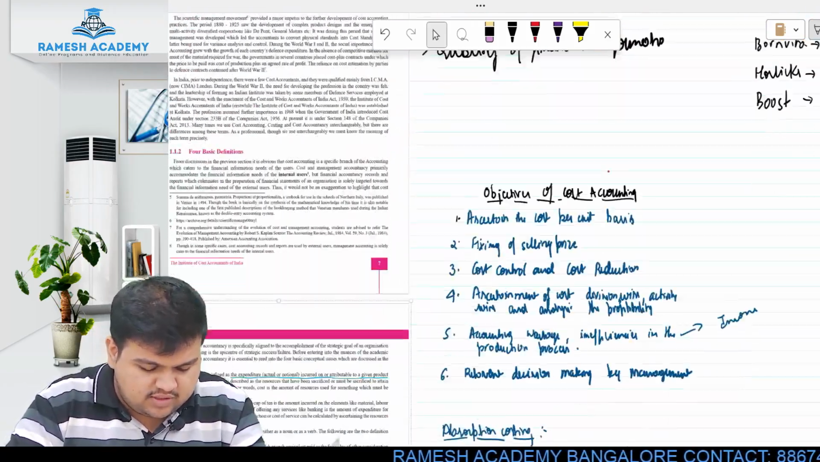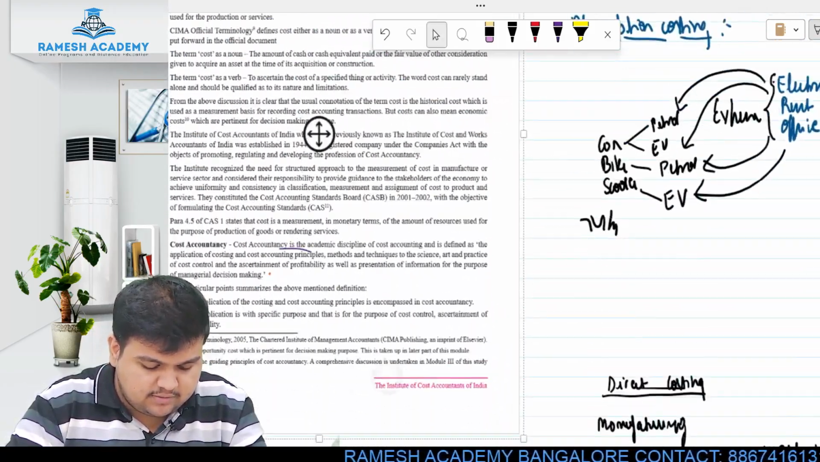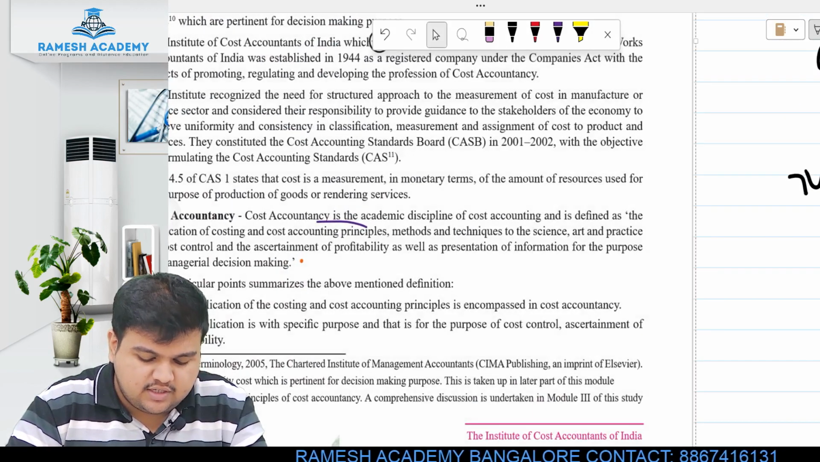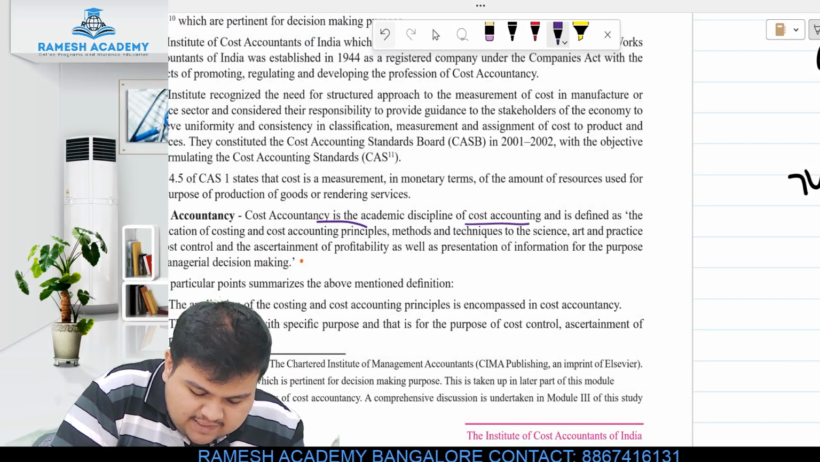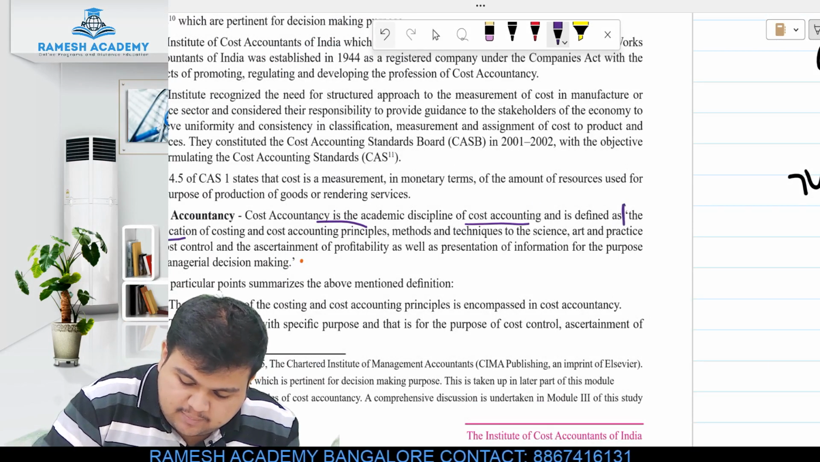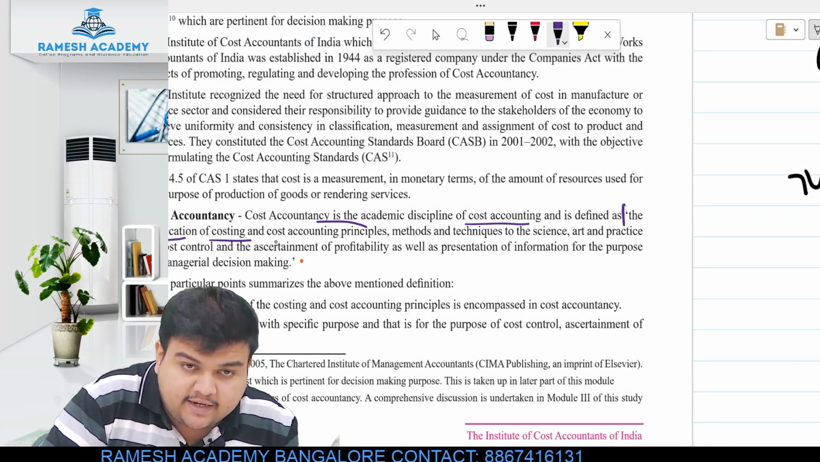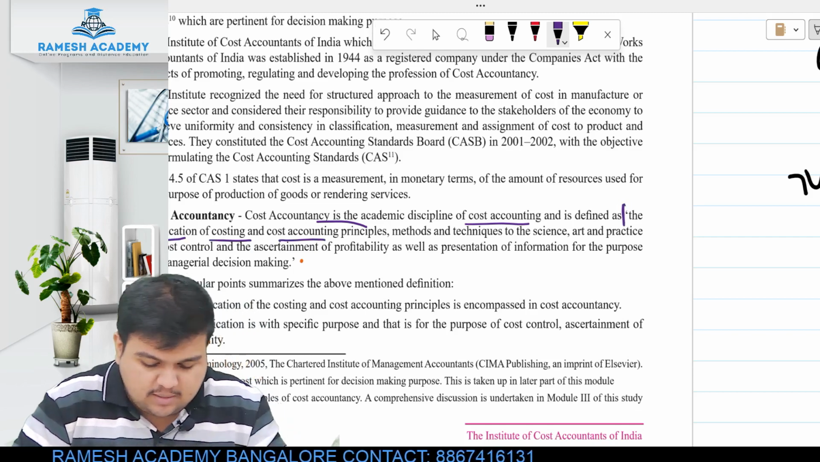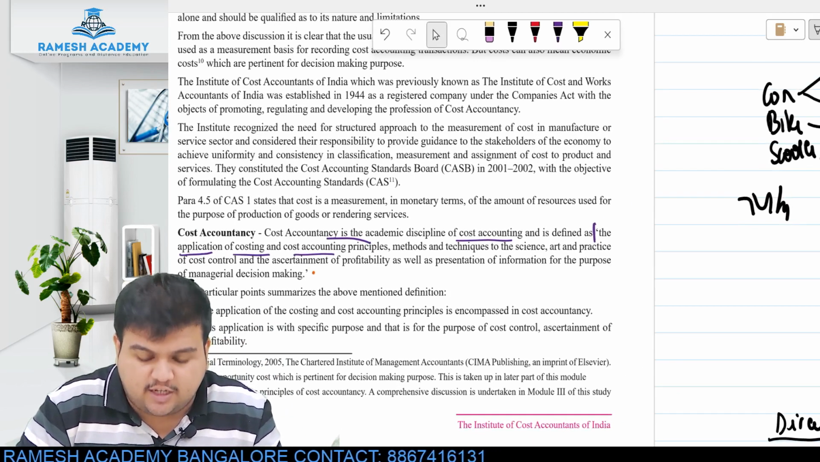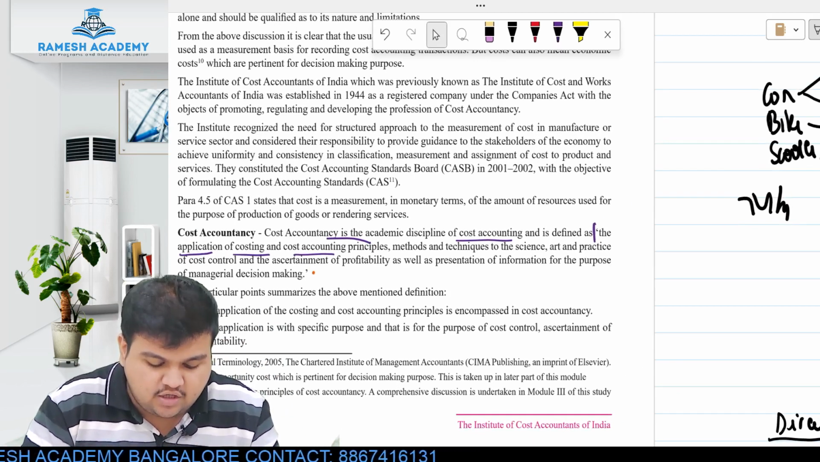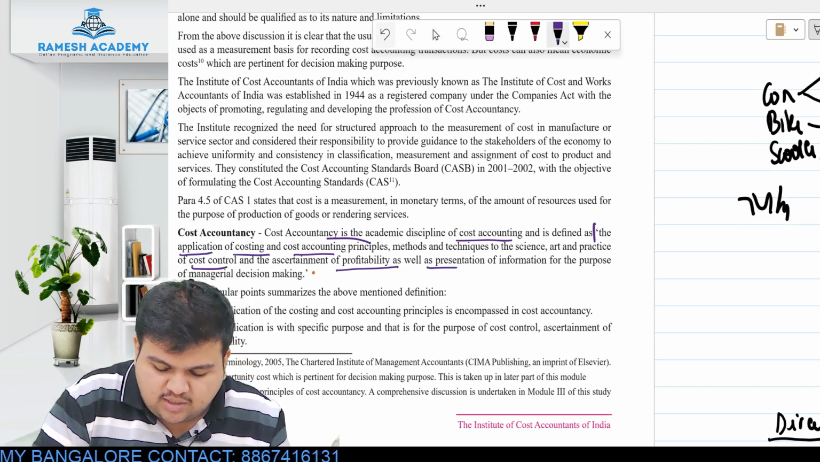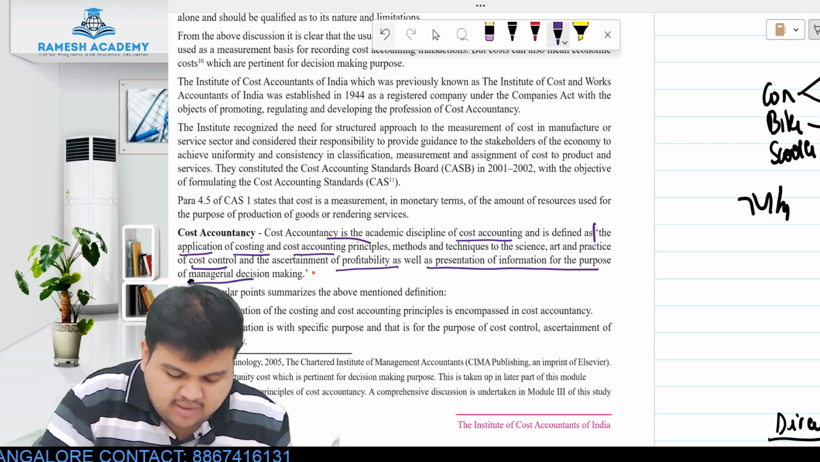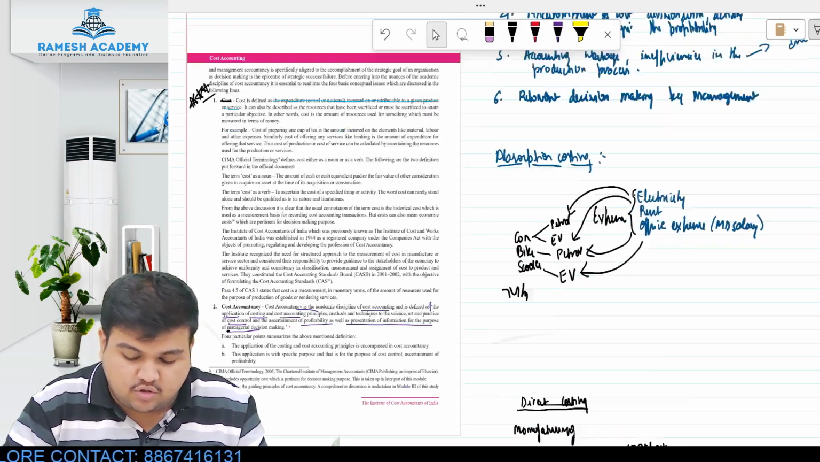So going over to the definitions. Yes, it is an academic discipline of cost accounting. It is defined as the application of costing and cost accounting principles, methods and techniques of science, art and practice of cost control, and ascertaining the profitability as well as the presentation of information for the purpose of managerial decision. So this is cost accountancy.